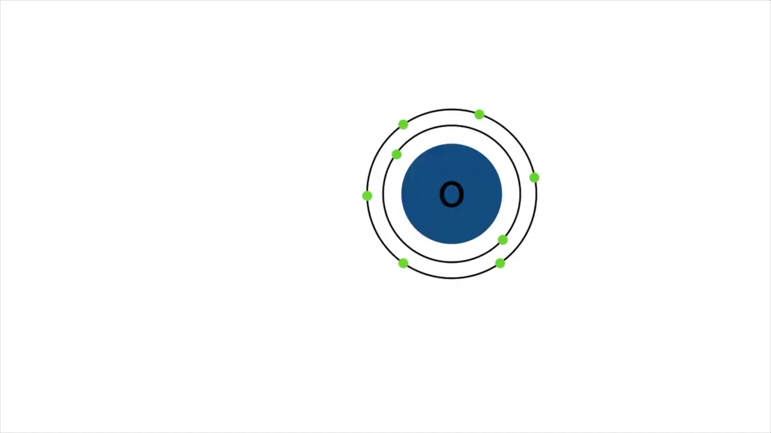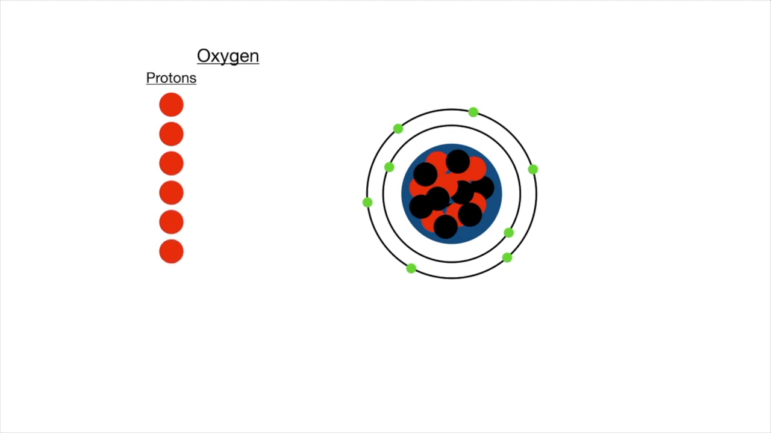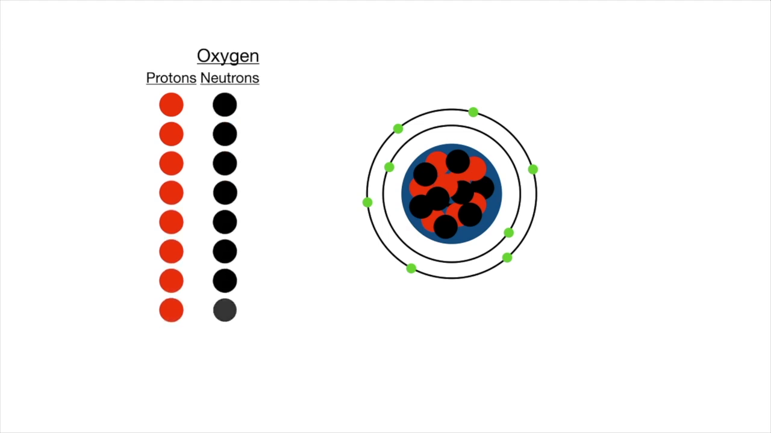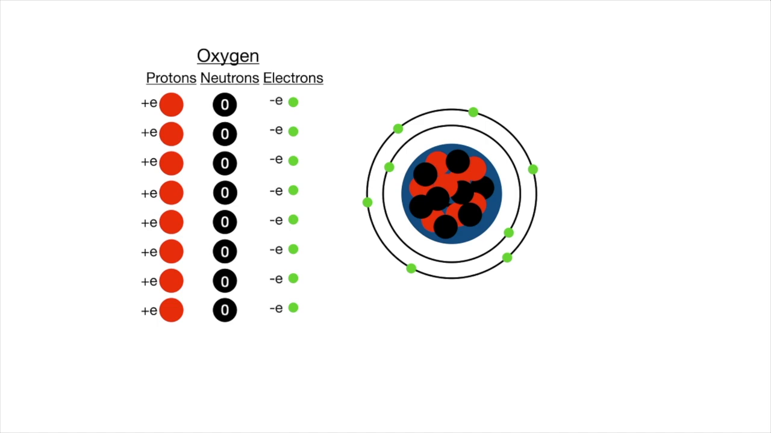As an example, here is an oxygen atom. Atoms are composed of protons and neutrons in the center, and electrons which orbit the protons and neutrons. Oxygen has 8 protons, 8 neutrons, and 8 electrons. The protons all have a value of plus e. The neutrons have a value of 0, and the electrons have a negative e. The positive protons and the negative electrons balance each other out.